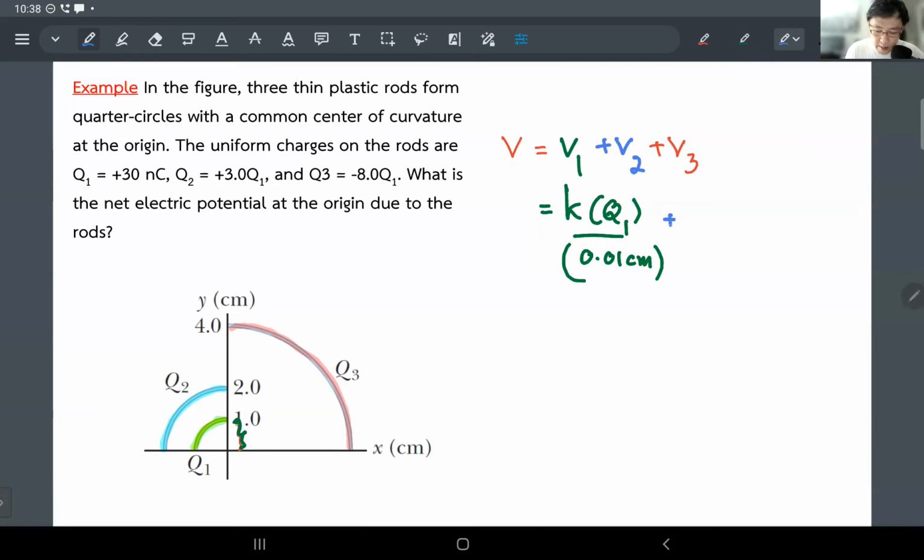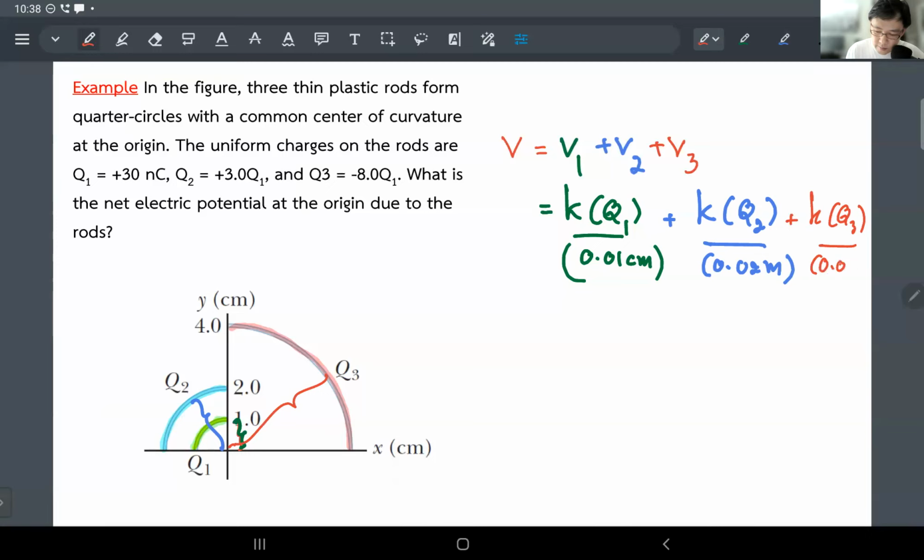Now the next contribution comes from the second arc, Q2. And we don't have to do anything more because it's just going to be K, the total charge on that arc, Q2, divided by the distance, which is the radius of that second arc, 0.02 meter. And then plus the last one, the bigger one, but it's still K, Q3, divided by the distance over here, and that's going to be 4 meters there. And that's it, guys.